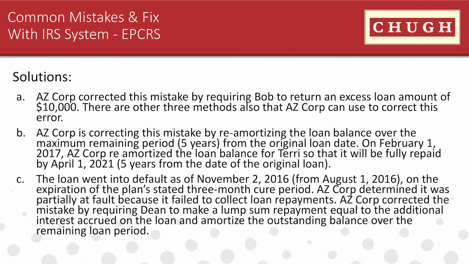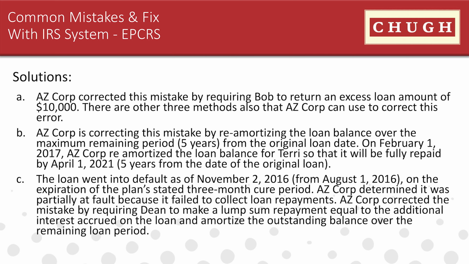Okay, so the solution. For the first mistake, AZ Corporation corrected this mistake by requiring Bob to return the excess loan amount of $10,000. There are three other alternative methods that AZ Corporation can opt for to correct this error. Generally, for a loan that exceeds the dollar limit, the participant must repay the excess loan amount and, if needed, amortize the remaining principal balance as of the repayment date over the original loan remaining period.